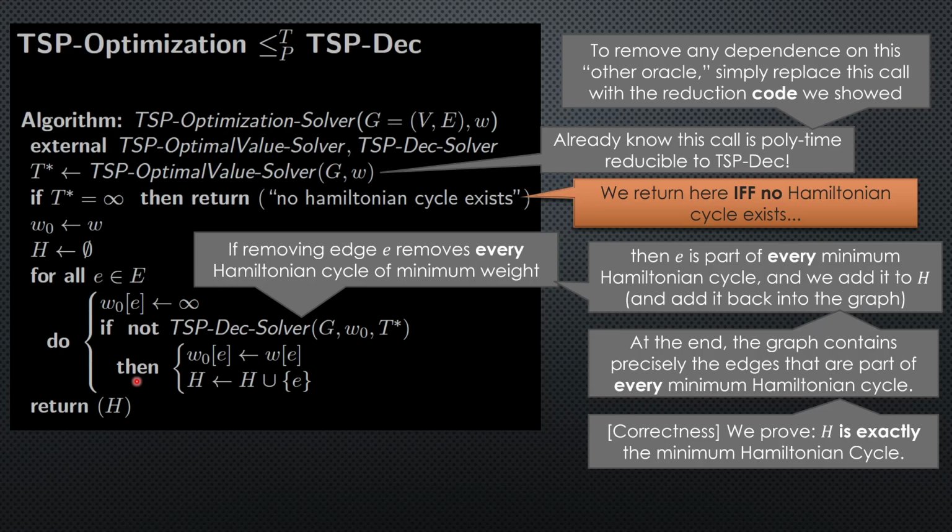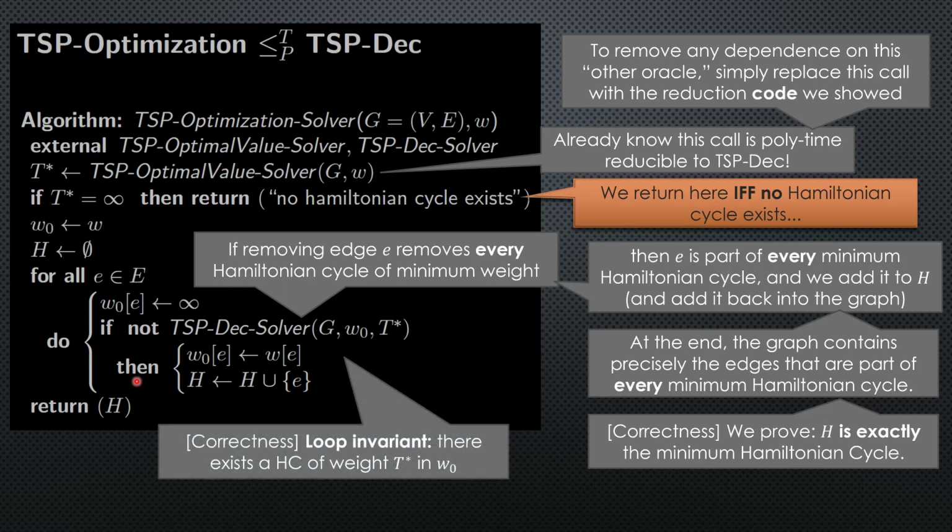We're getting back a Hamiltonian cycle of optimal total weight. Okay, so let's think about the correctness a little bit here. The way I'm going to break this down is we have a loop invariant. Okay, so here's the loop invariant. There exists a Hamiltonian cycle of optimal weight T star in the graph induced by the weights W0.